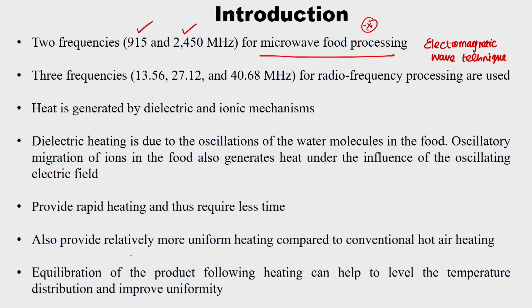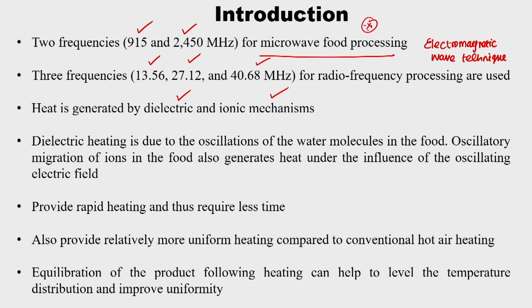As far as radio frequency processing is concerned, there are three frequencies which are used for food processing. What are they? 13.56 megahertz, 27.12 megahertz and 40.68 megahertz. In these two mechanisms, either microwave or radio frequency, the heat is generated by dielectric or ionic mechanisms. We are going to see one by one what the frequencies are and where the microwave frequency lies. Everything we are going to see in the figure which is coming up.